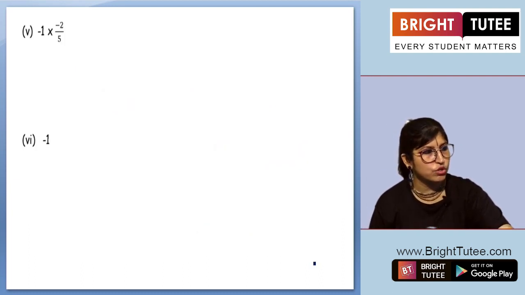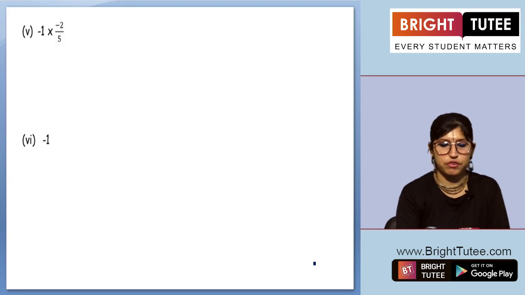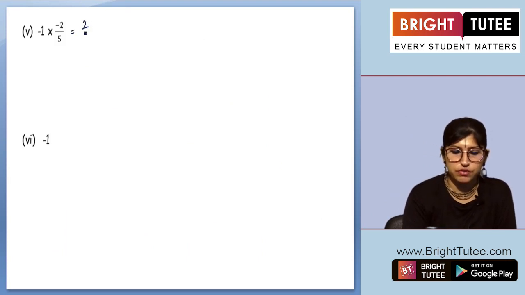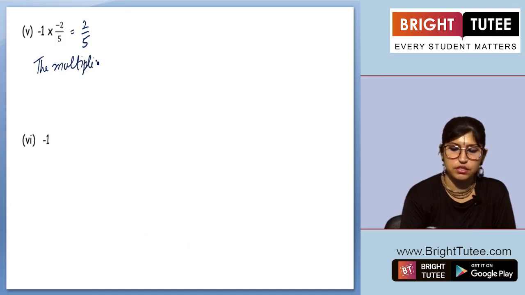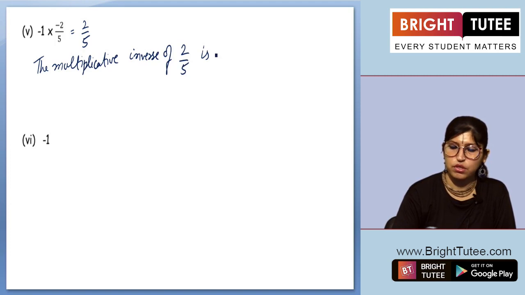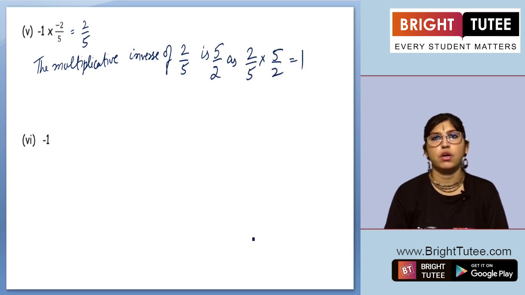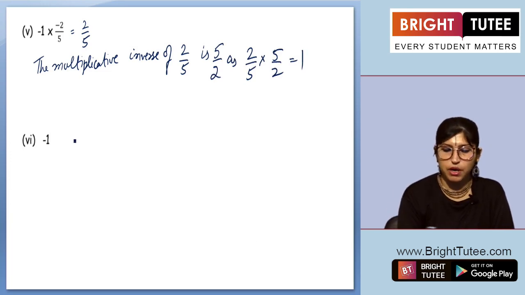Now let's move on to the other parts which we are left with. Again, we'll be solving this first, so we'll be getting 2 by 5. Now the multiplicative inverse of 2 by 5 is 5 by 2, as 2 by 5 times 5 by 2 equals 1. Let's move on to the last part.